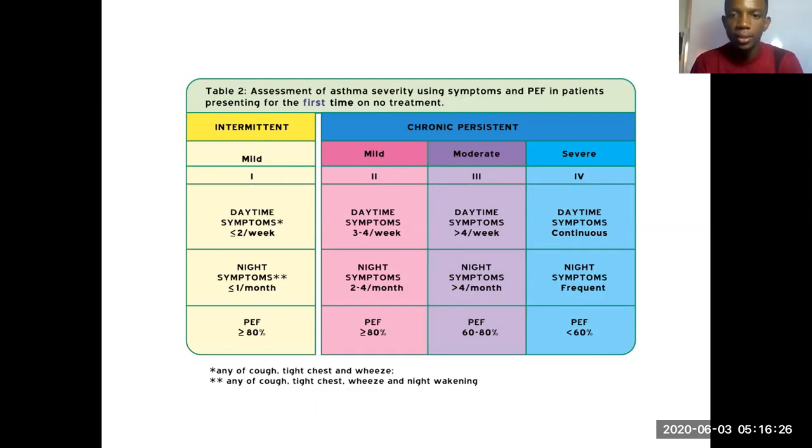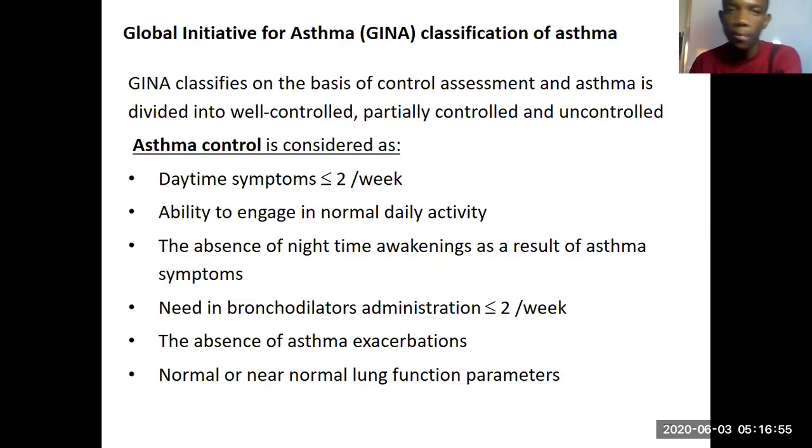Moderate is considered as symptoms during the day more than 4 times a week, symptoms during the night more than 4 times a month, and the peak expiratory flow between 60 to 80%. Severe asthma is classified as symptoms continuously during the day, frequent symptoms at night, and the peak expiratory flow less than 60%. Take time to familiarize yourself with this table so that you understand how we are classifying these.